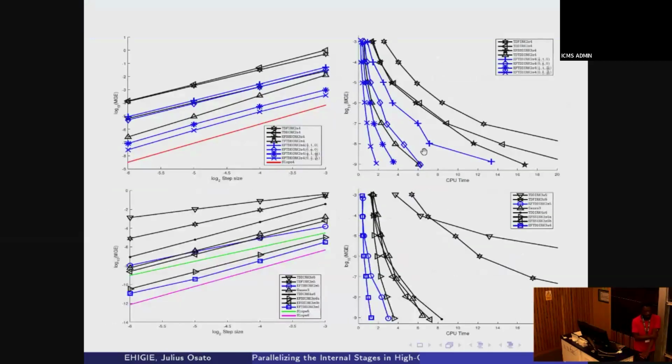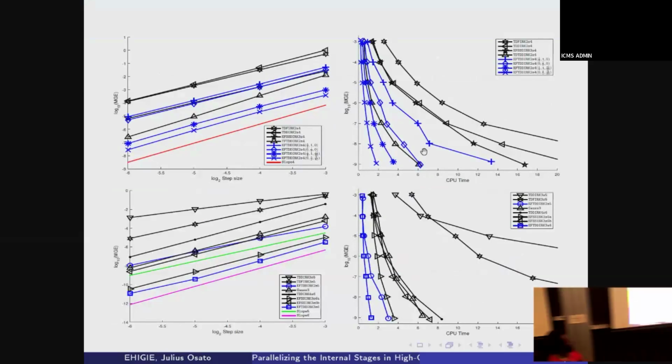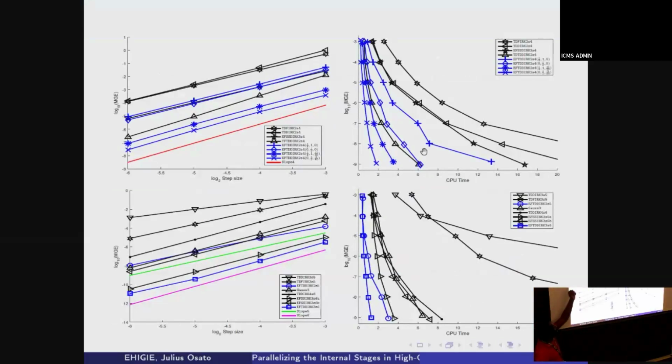This is the result of the problem. And you can see that the optimized methods, these 2 optimized methods, perform better than the 2 that were not optimized. And they were the best there. And in terms of the computational time, they are more efficient than the other methods. Also, for the methods of order 5 and 6, the 6th method that we derived was the best method there. And this is our 2-stage of order 5.